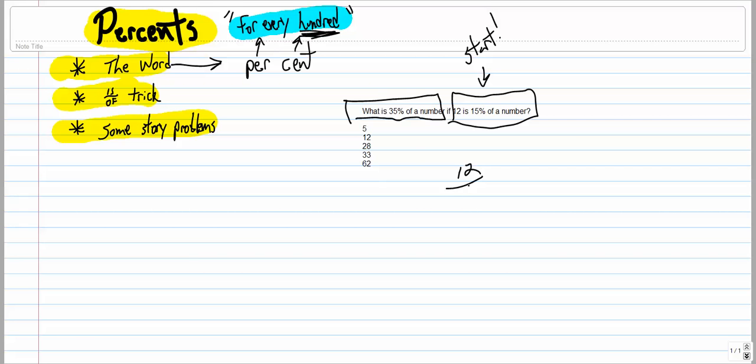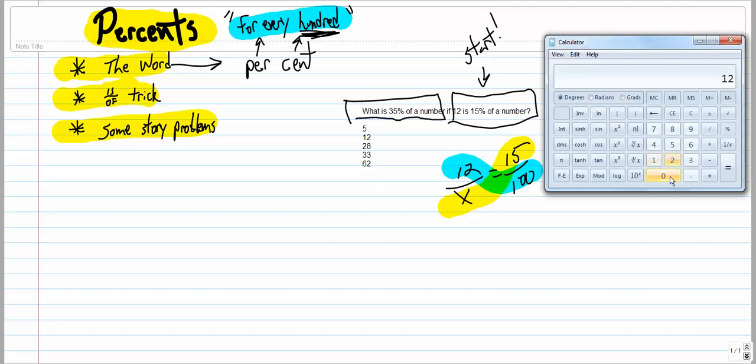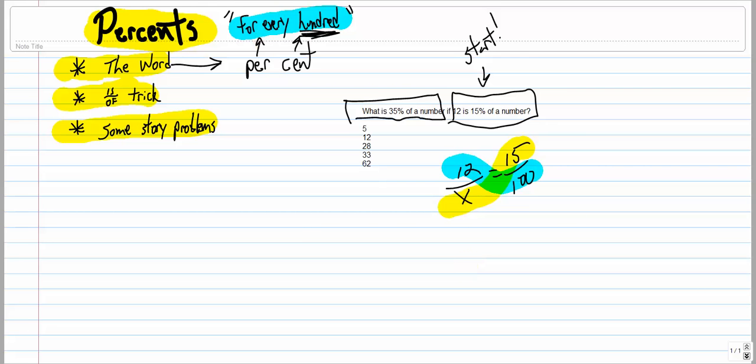So 12 is a certain percent of a number. So we've got 1200 equals 15x. So let's do this here. 12 times 100 divided by 15, we get 80. So x is 80. I'm kind of surprised they didn't throw that in the choices just to mess kids up. Anyway, so if x is 80, now that I figured out what the number is, and I knew that 15% of it was 12, now I want to know what 35% of it is. So I'm going to do another problem.